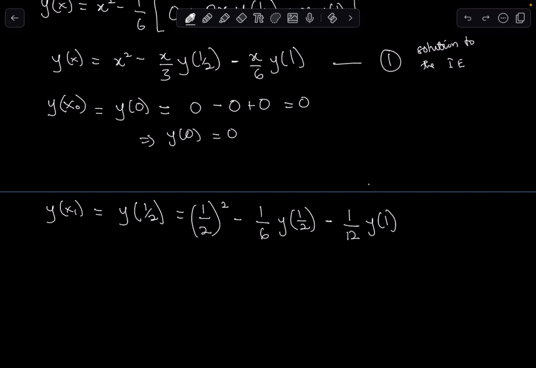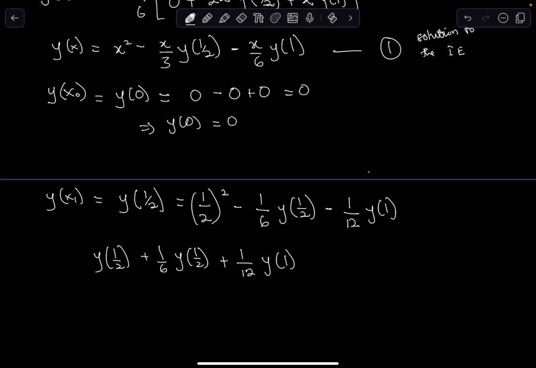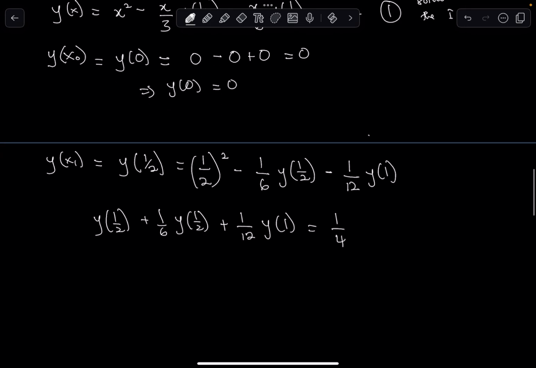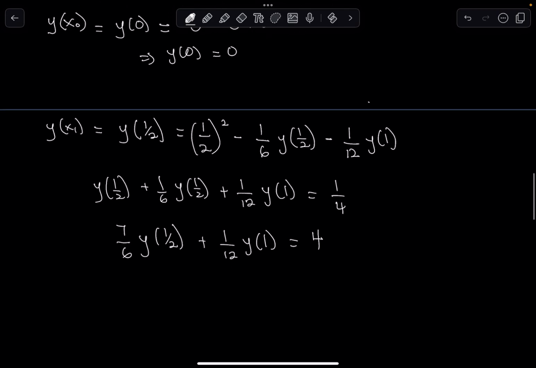So you can group the like terms over here, and you're gonna have y of 1 over 2 plus 1 over 6, y of 1 over 2 plus 1 over 12, y of 1, and that should be equal to 1 over 4. Okay, so when you simplify this, I think you're going to get 7 over 6 y of 1 over 2 plus 1 over 12 y of 1 being equal to 1 over 4, my bad. So you can still further simplify this, or you can just leave this as your next equation.